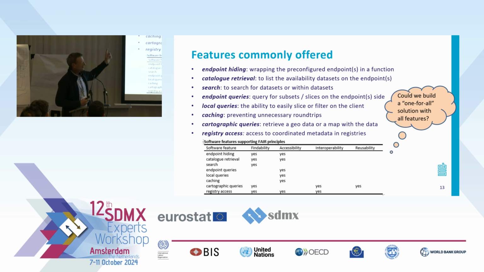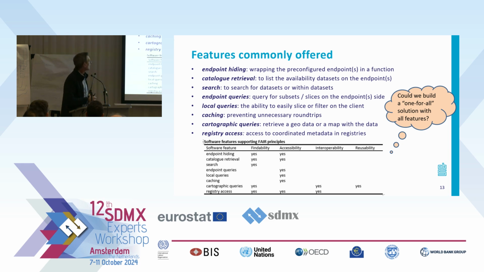So I identified some features, and one of them is endpoint hiding. So what do our users want? Not having to remember this endpoint URL, but just say Eurostat data, OECD data, IMF data. Endpoint hiding. Catalog retrieval, having a query, what's there? What's there? Search. Over a dataset, in a dataset. Queries on the endpoint. Think about the API Xavier presented. Local queries. If you have your data, you maybe want to query locally on your dataset.